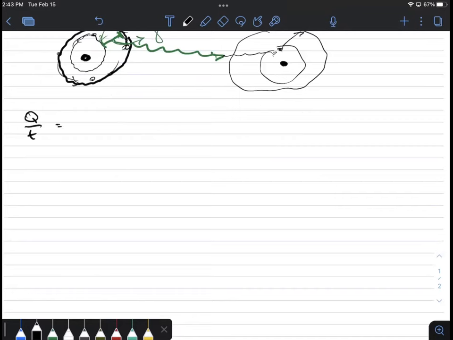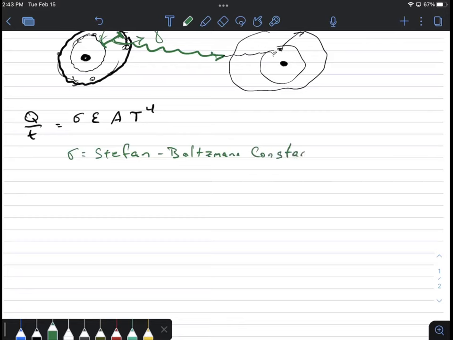It's given by an equation which is sigma epsilon A T to the fourth. Now, what are all these variables? Sigma is called the Stefan-Boltzmann constant. It's just a number.